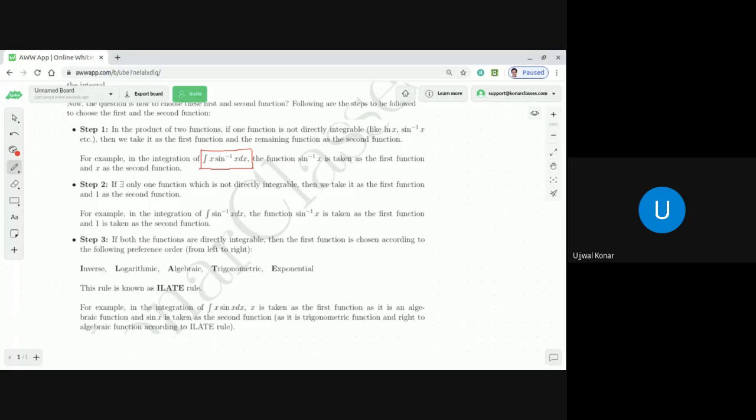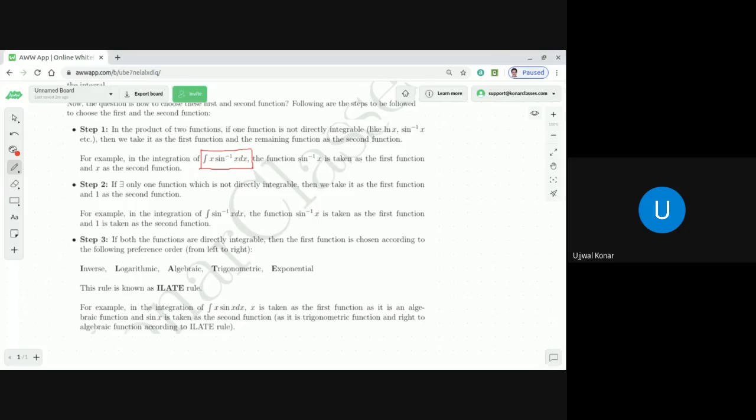So once you get an integration in which the product of two functions is given and you need to perform the integration of that, first you need to look into which of these two functions is not directly integrable. If one function is not directly integrable and the other function is directly integrable, then you should choose the function which is not directly integrable as the first function. As in that example, integration of x into sine inverse x dx, the function sine inverse x is not directly integrable. Hence, I will take sine inverse x as the first function, and x is directly integrable, so it will be taken as the second function, and then you proceed with the formula.